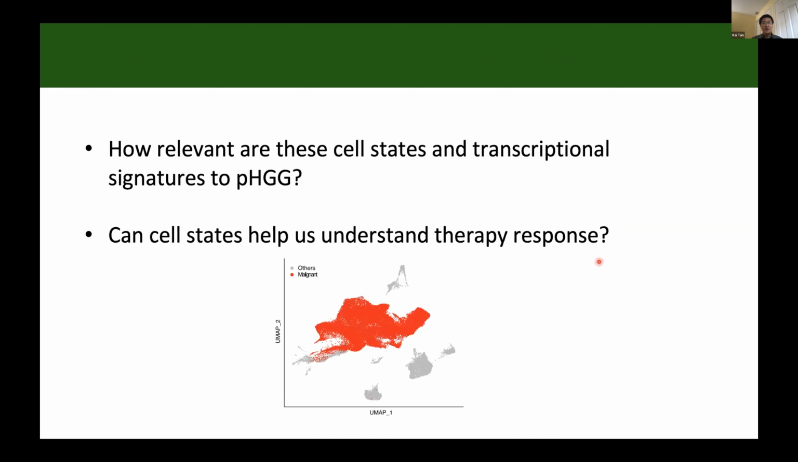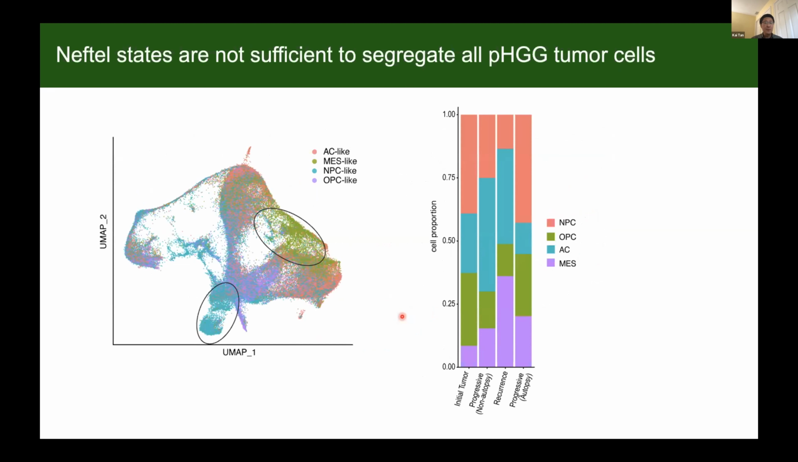So then the question we ask is, how relevant are these cell states and transcriptional signatures to pediatric high-grade glioma? As I mentioned, the previous cohorts were mostly adult high-grade glioma. And then the next question is, can these cell states help us understand therapy resistance response? So then we focus on this central neuroglia cluster, in particular the neoplastic cells we annotated. So we project our data using the Neftel state score onto this UMAP.